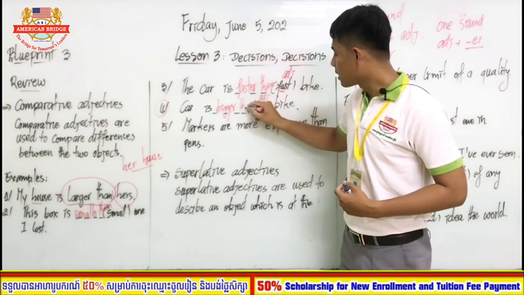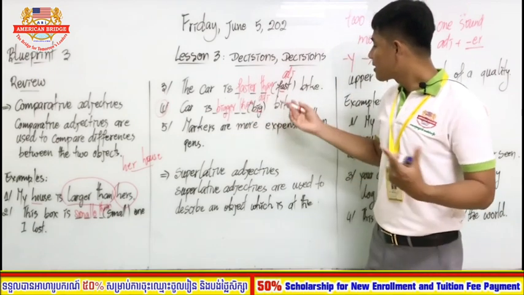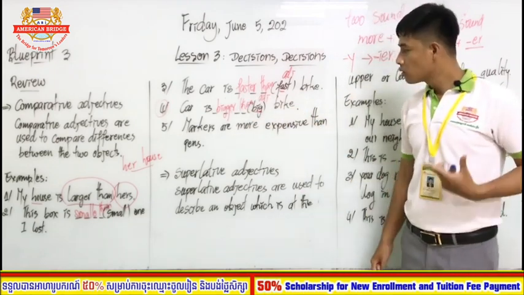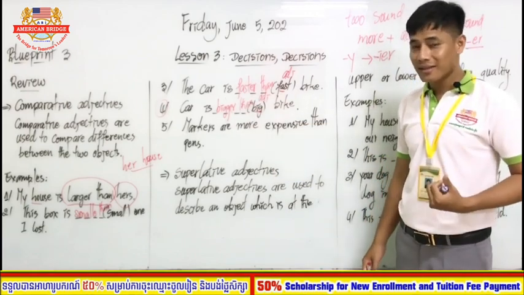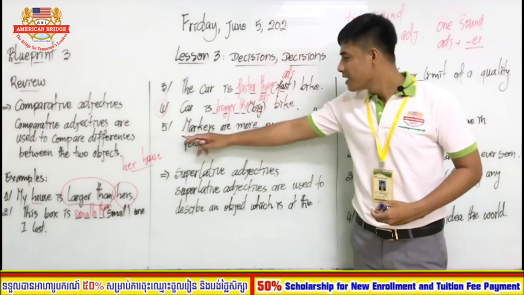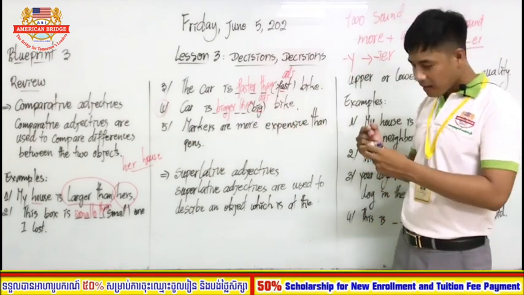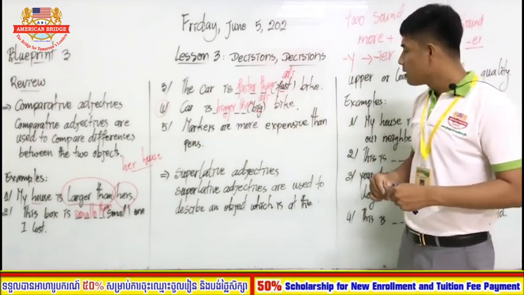Bigger than, okay, good. Bigger than bike, sure. Car is bigger than bike. Okay, good. So let's see number 5 altogether. Number 5 has been done for you also.